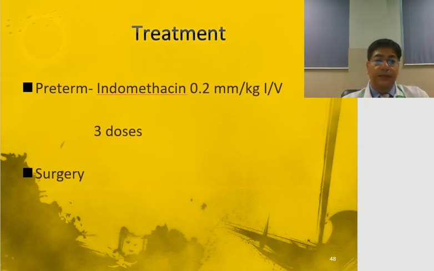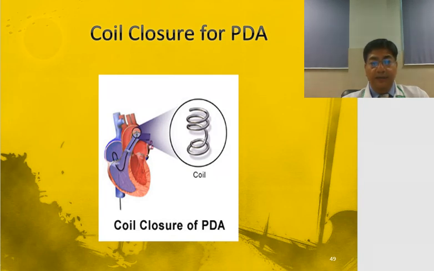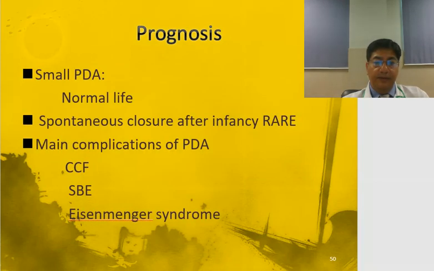If the pharmacological management is not effective, you can close it by a device or do surgery. The coil can be placed in the PDA by cardiac catheterization, or with minimally invasive surgery by thoracoscope you can close it by ligating the PDA. Surgical management is less invasive, and the main complication of a larger PDA is similar to a larger VSD, and it can cause Eisenmenger phenomenon.